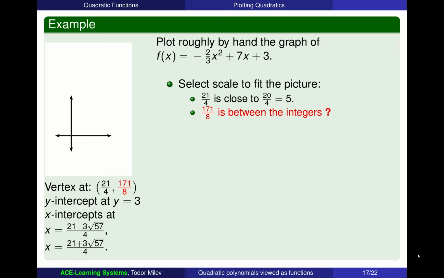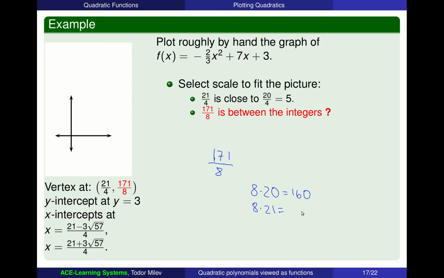Okay. Now 171 over 8. I need to estimate how large is that number without the use of a calculator. Well, let's see. 8 times 20, that's 160.